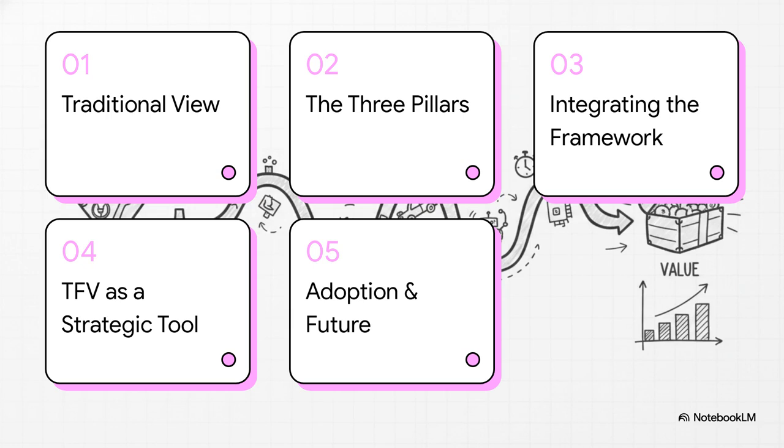So here's our roadmap for this explainer. We're going to start by looking at the old, traditional view of production. Then we'll deconstruct the three pillars of TFV. After that, we'll see how they all integrate into one powerful framework, and how you can use it as a strategic tool. And finally, we'll touch on where it's being adopted and what the future might hold.